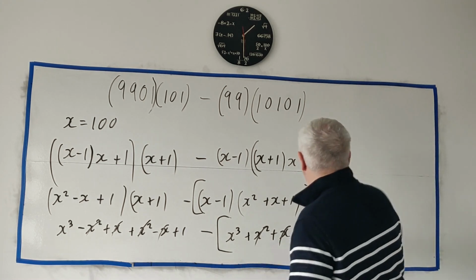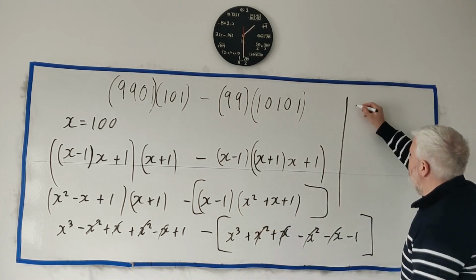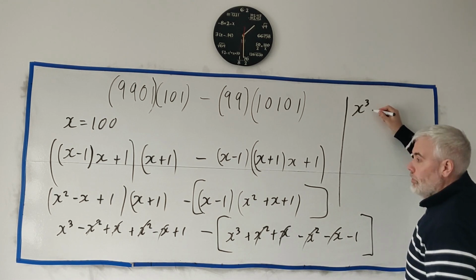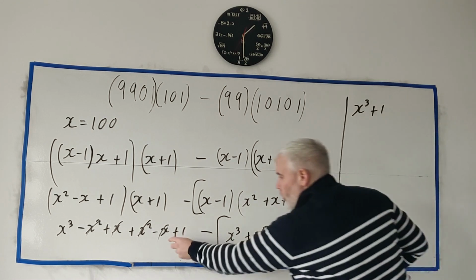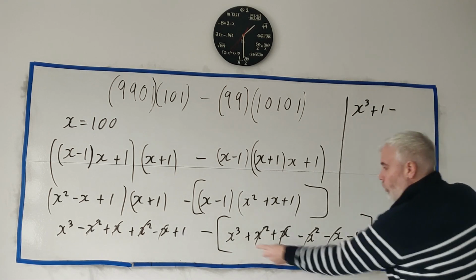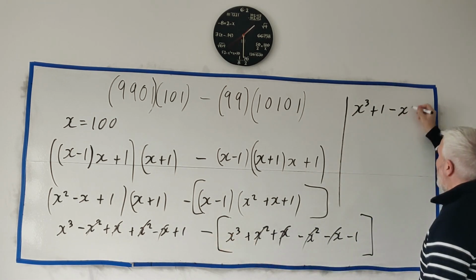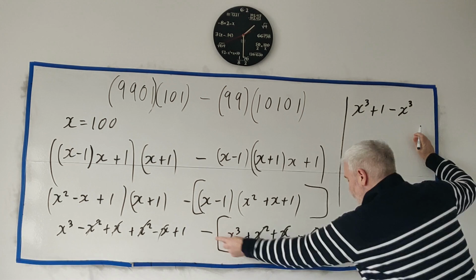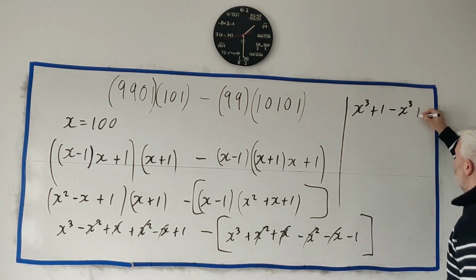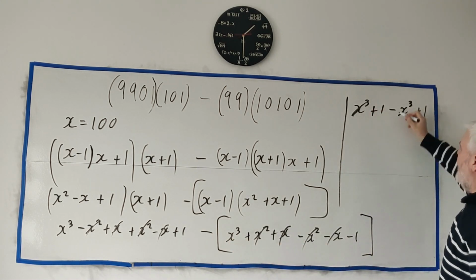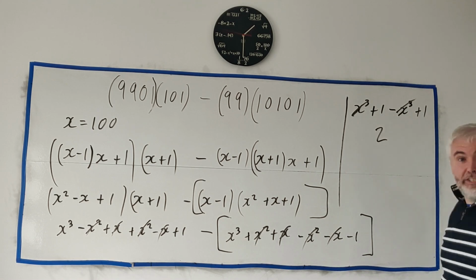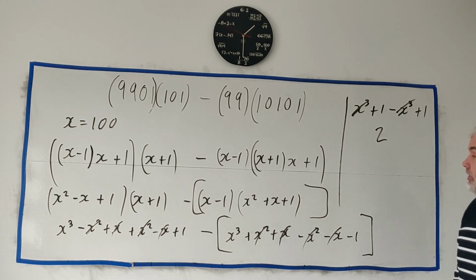All we're left with, let's write it up here. On the left side is x cubed plus 1. That's all that's left over there. Take away what's over here. X cubed minus 1. That's another plus 1. The x cubes cancel and we're left with a 2. Just like we found in the other way.